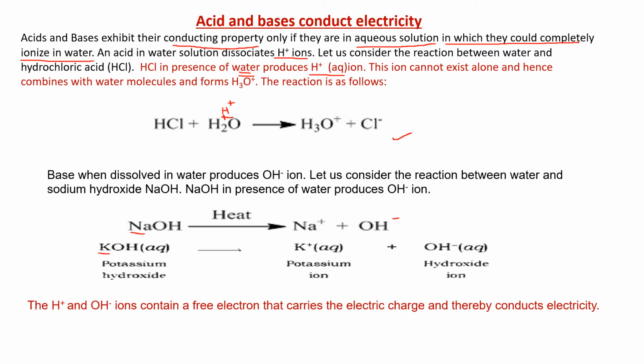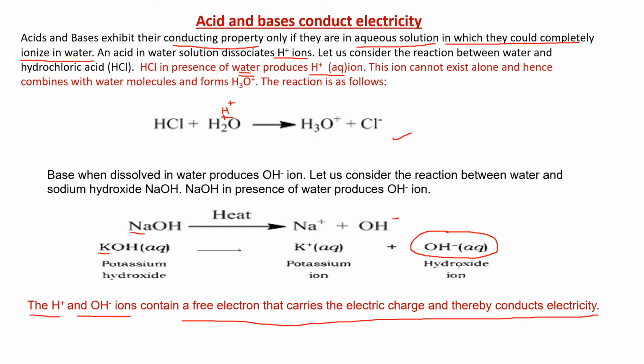There is a dissociation here. OH negative, that is hydroxide ion, is formed. Clear? So hydrogen ion and hydroxide ion contain free electrons that carry the electric charge and thereby conduct electricity.